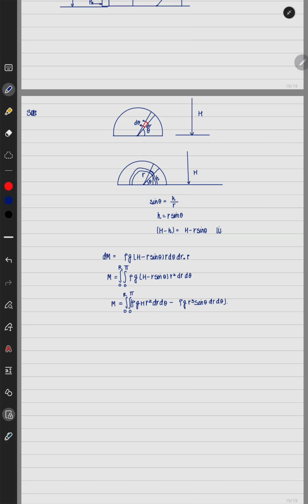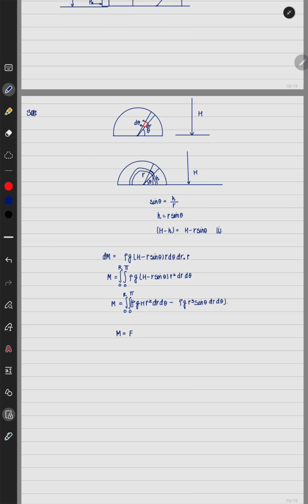Just by a simple integration, r square is a function of dr, and d theta gets integrated, it will give 0 to pi. And for the second function, r cube is integrated with respect to dr, it will give r to the power 4 divided by 4, and the integral of sine theta from 0 to pi will give 2. So it is a very simple integration which you can do in order to find the total torque acting. So now the total torque acting is known to me.